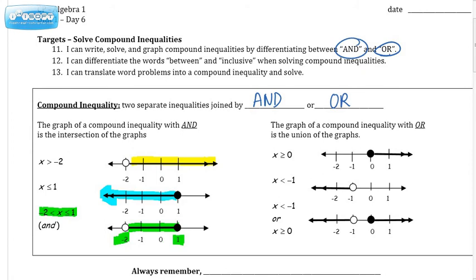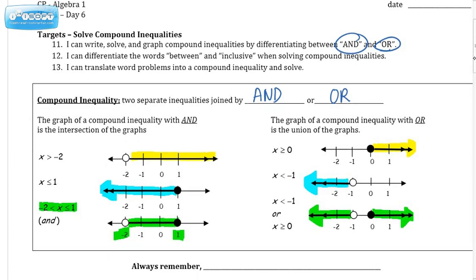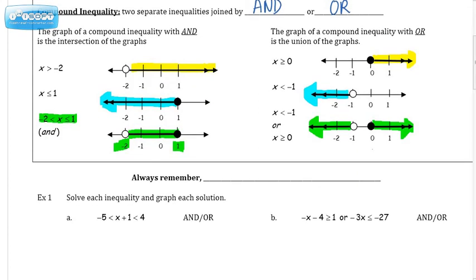Now if I was talking about an or situation, I could have the inequality x is greater than 0. I could also have the inequality x is less than -1. And if I were to combine those graphs, I would have x is greater than or equal to 0 or x is less than -1. As we talked about in class, this is like the oars of a boat when you shade. They go in opposite directions. And here we have our and sandwich, meaning our shading is sandwiched between two numbers.